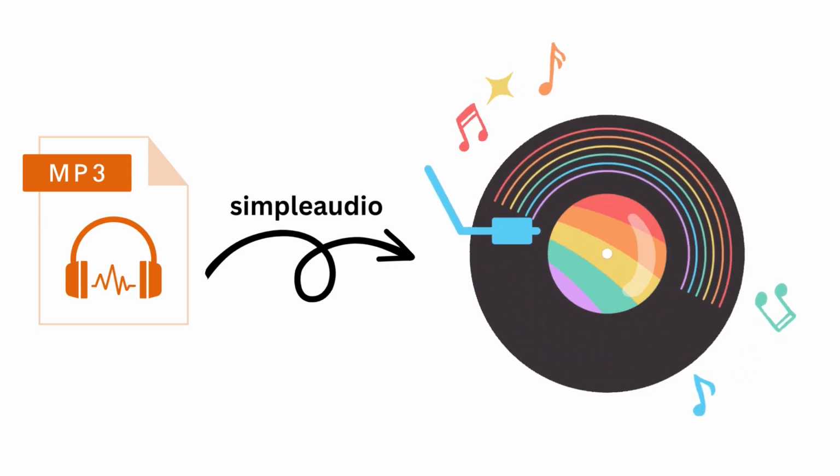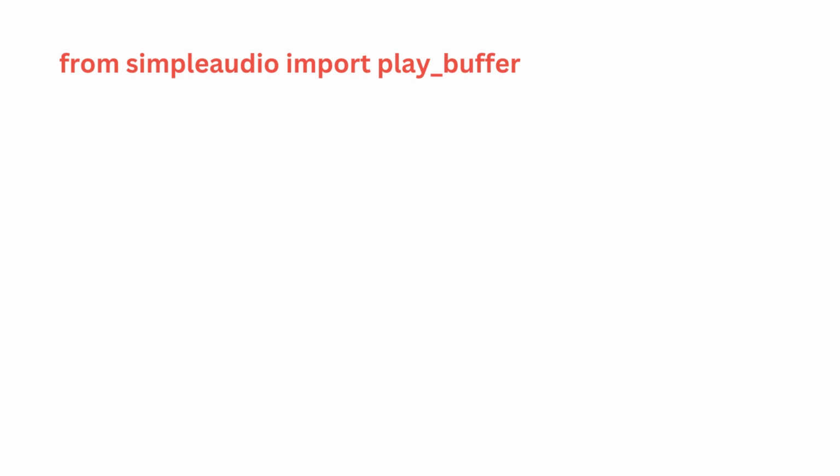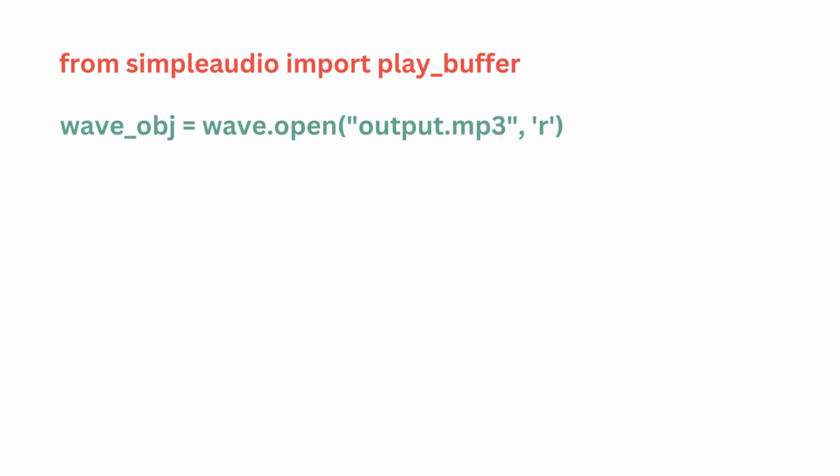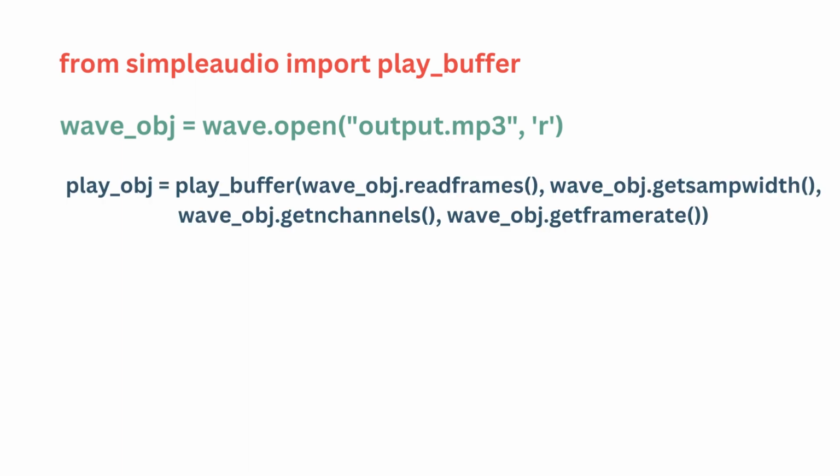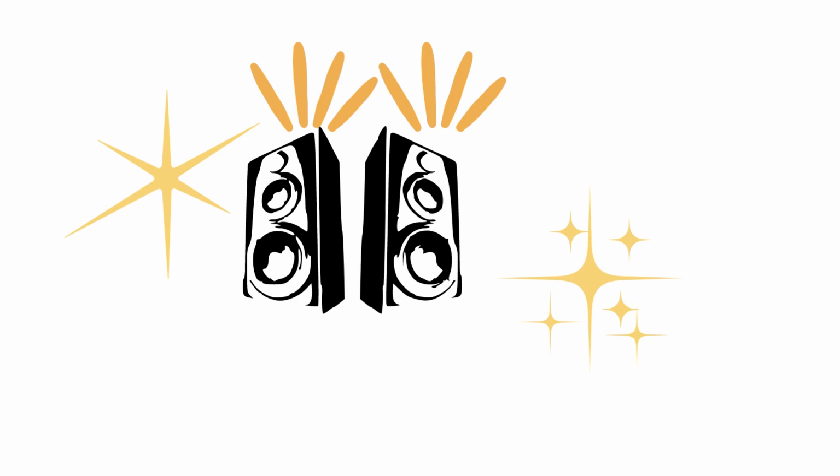Finally, we can use the saved audio file and play it using a Python library like simpleaudio. Example code. from simpleaudio import play_buffer. wave_obj = wave.open('output.mp3', 'r'). play_obj = play_buffer(wave_obj.readframes(), wave_obj.getsampwidth(), wave_obj.getnchannels(), wave_obj.getframerate()). play_obj.wait_done(). This will play the audio file on your computer speaker.